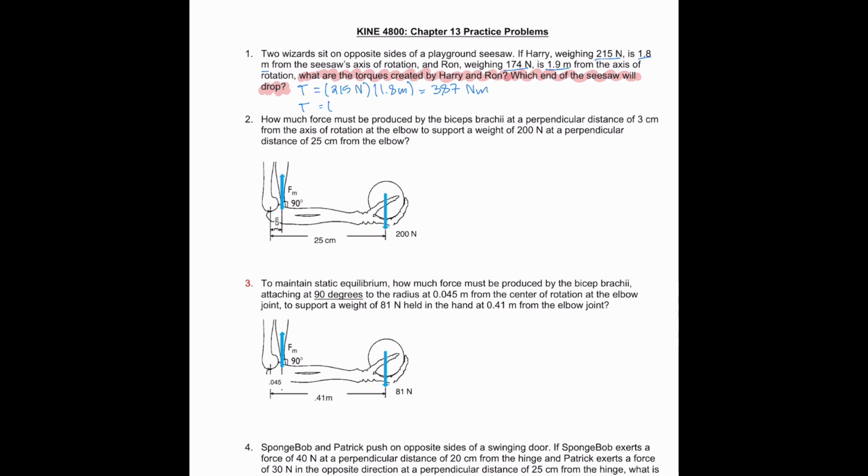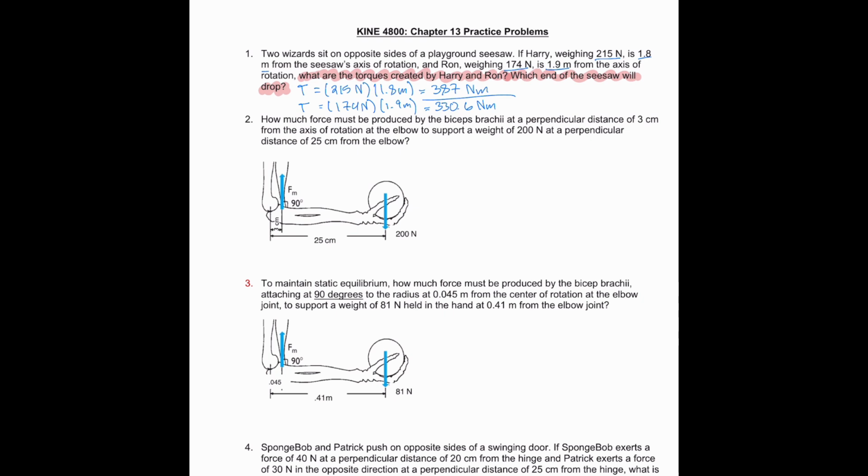So his force is 174 newtons, and then we see his distance from the axis of rotation being 1.9. Not a big difference in the distance, but we do see a huge difference in the force. So the final answer is 330.6 Newton meters. We obviously see a big difference in the torque from both individuals. We see a greater torque being produced by Harry, which is this top one right here.